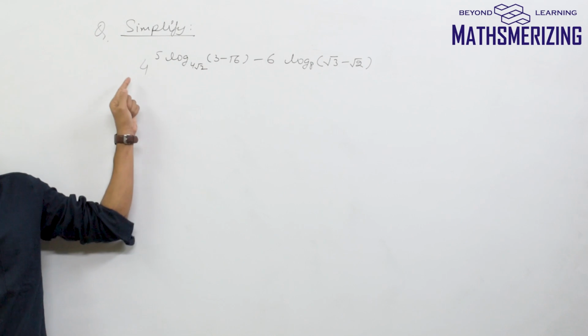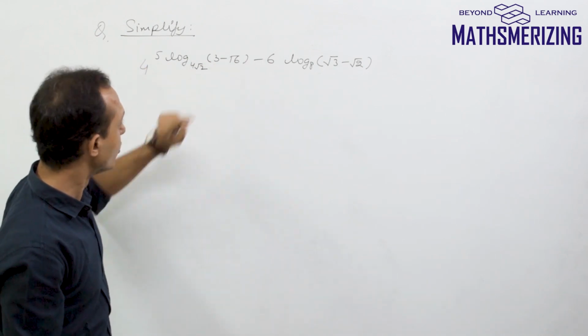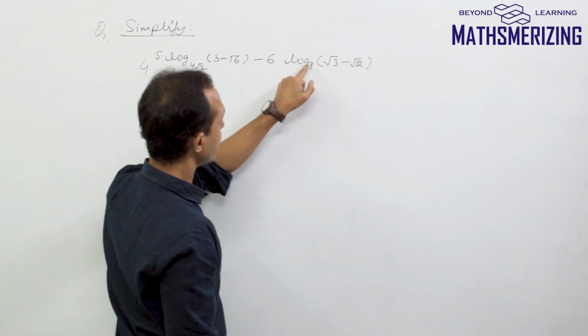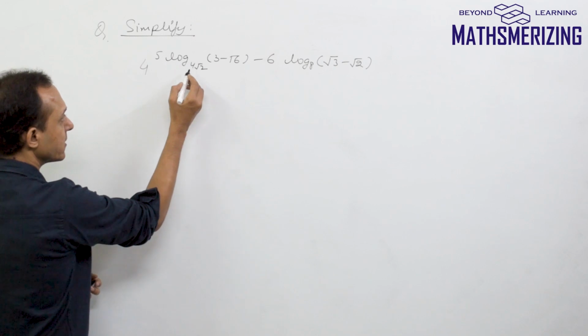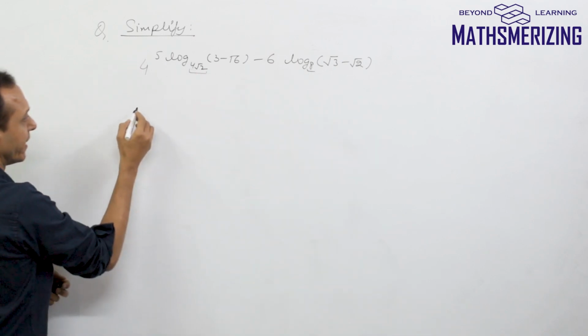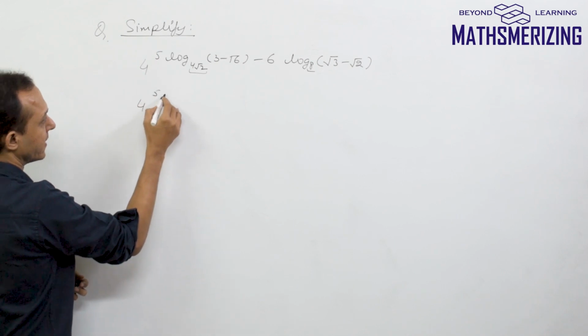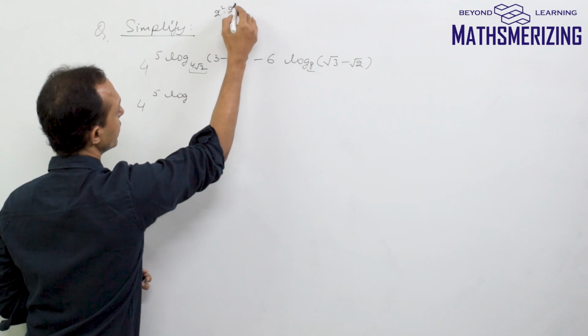Now the question is: simplify 4 to the power 5 log 3 minus under root 6 to the base 4 root 2, and minus 6 to the power log root 3 minus root 2 to the base 8. So what I'll do is, first of all, I'll try to fix the bases. So I can write this as 4, and this is 5 log. Now 4 is 2 squared and root 2 is 2 to the power 1 by 2.